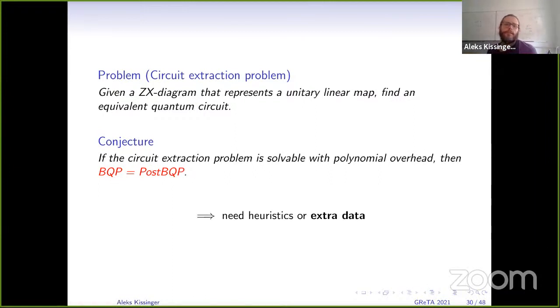Rather than telling us that this is hopeless, what you should get from this is that you need some heuristics, or at least some extra information, to be able to get a circuit back out of a ZX diagram. Well, if this is indeed true.